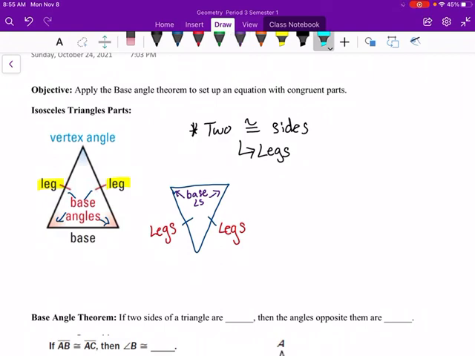Then at the very top of our triangle, we have our vertex angle. And the base is always across from that vertex angle. So this one would be our base in this upside down triangle. And at the top, that is our vertex angle. So it doesn't matter what direction our triangle is drawn. Those are where the parts would be in an isosceles triangle.